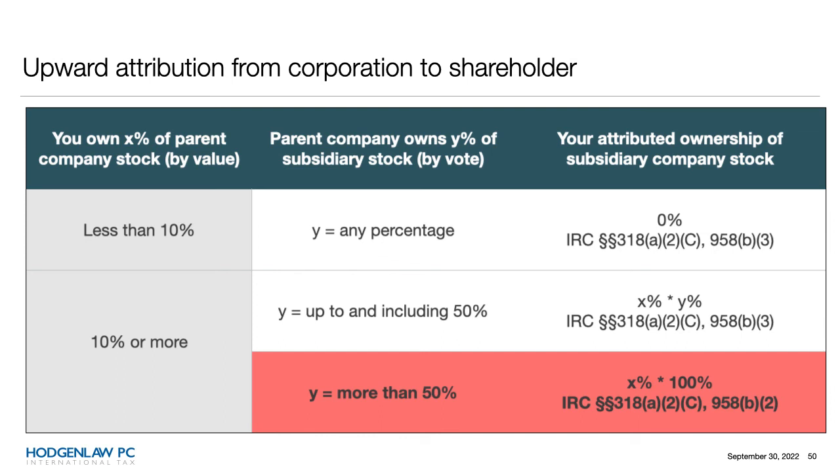Then, if you own 10% or more, the decision point is that we have to look at the ownership of parent company's stock position in subsidiary. Does it own up to and including 50%, or does it own more than 50%? And if it owns more than 50%, it's that 100% toggle. So you just take your stock ownership position in parent company stock times 100%, and that's your indirect ownership of subsidiary stock.